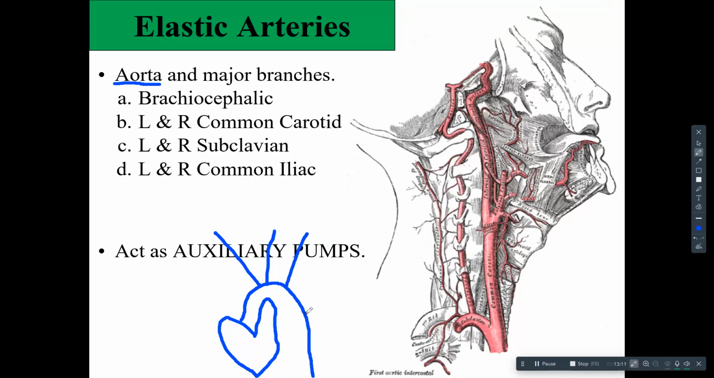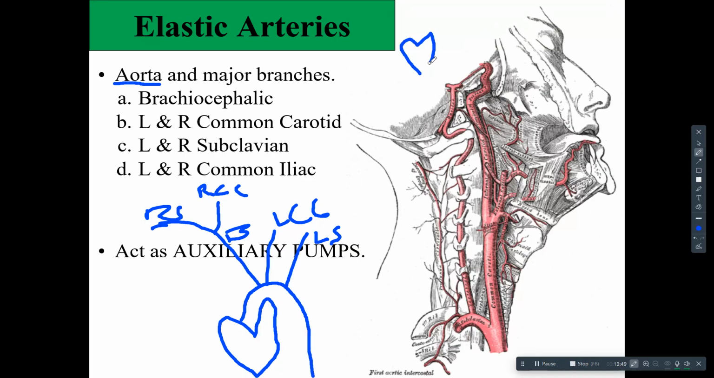So the aorta is an elastic artery, and all three of these branches are elastic arteries. The brachiocephalic, that first one there, is an elastic artery. The left common carotid, the middle branch off the arch, is an elastic artery. And the left subclavian, that third branch, is an elastic artery. And then as the brachiocephalic comes up, it splits fairly quickly to give me a right common carotid and a right subclavian, and those are also elastic arteries.